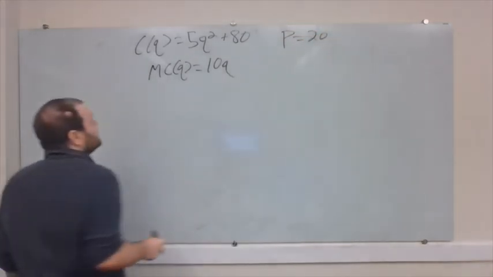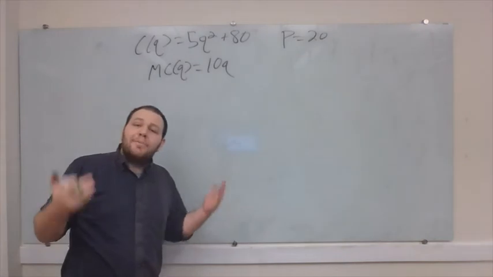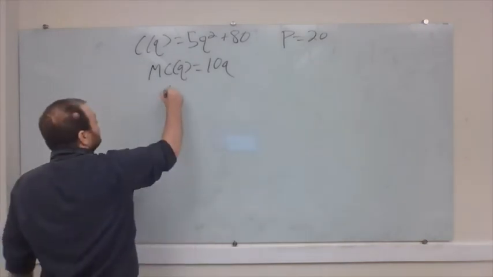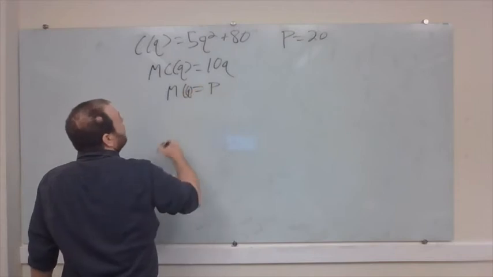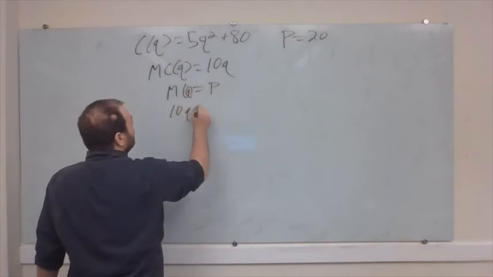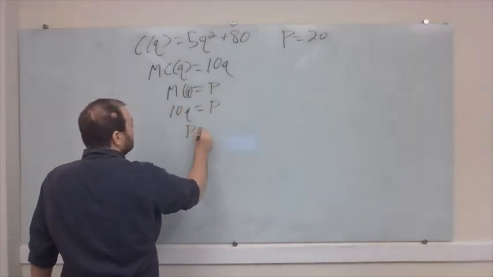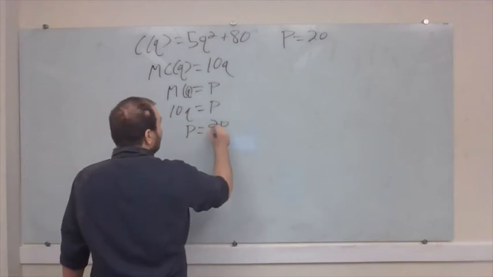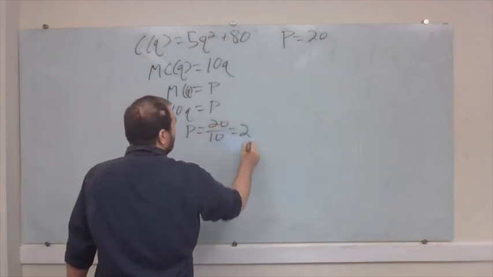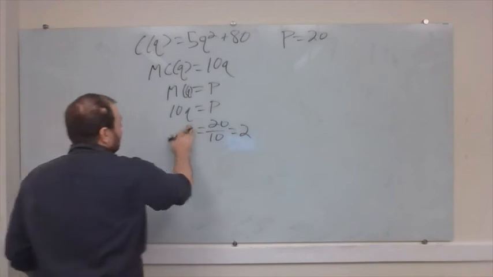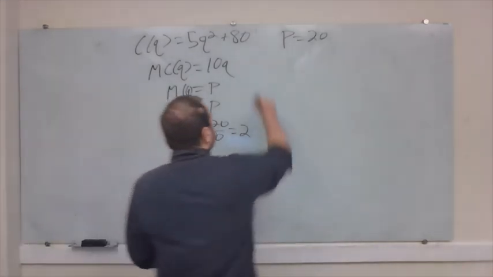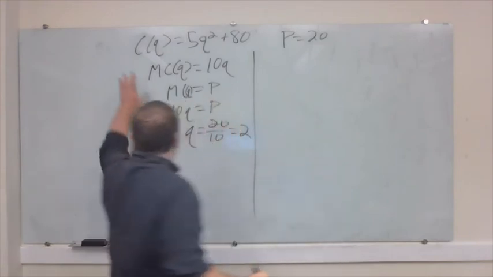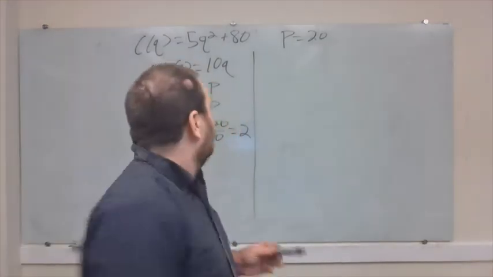We can find our optimal choice of output by setting marginal cost equal to price, right? So we can say 10Q equals P. Q is going to equal 20 over 10 equals 2. Awesome. Then we ask, is it worth it to produce at all? If we produce at all, we'll produce 2 units of output.